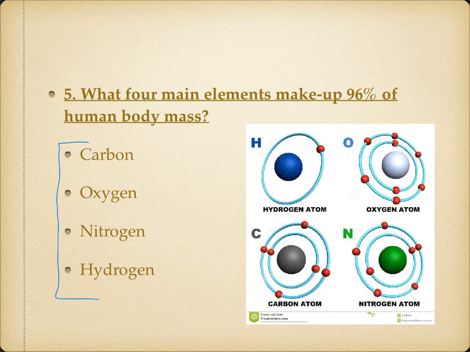These 4 atoms have unique atomic numbers. Hydrogen has an atomic number of 1, meaning it has 1 proton, 1 electron. Oxygen has 8 protons, 8 electrons. Okay, carbon has 6. Okay, 6 protons, 6 electrons, and nitrogen has 7. So 7 protons and 7 electrons, and then assorted neutrons in all of these.